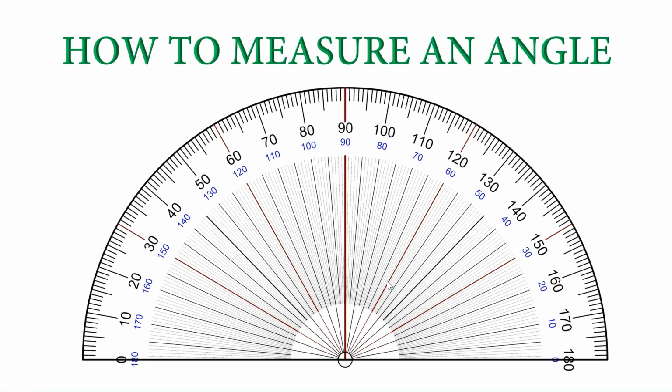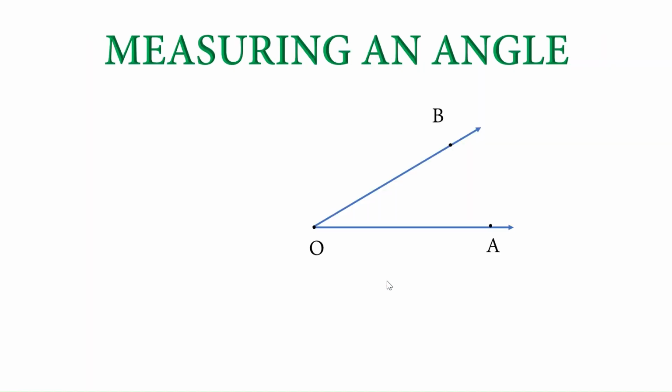To measure an angle, we need a protractor from your instrument box, and this protractor will look like this. We have to place the protractor in such a way that the horizontal line coincides with the initial position of the angle, and the vertex of the angle coincides with this point. Inside a circle, there is a point where two lines intersect. So the vertex of the angle has to coincide with this particular point. Now we'll try to measure.